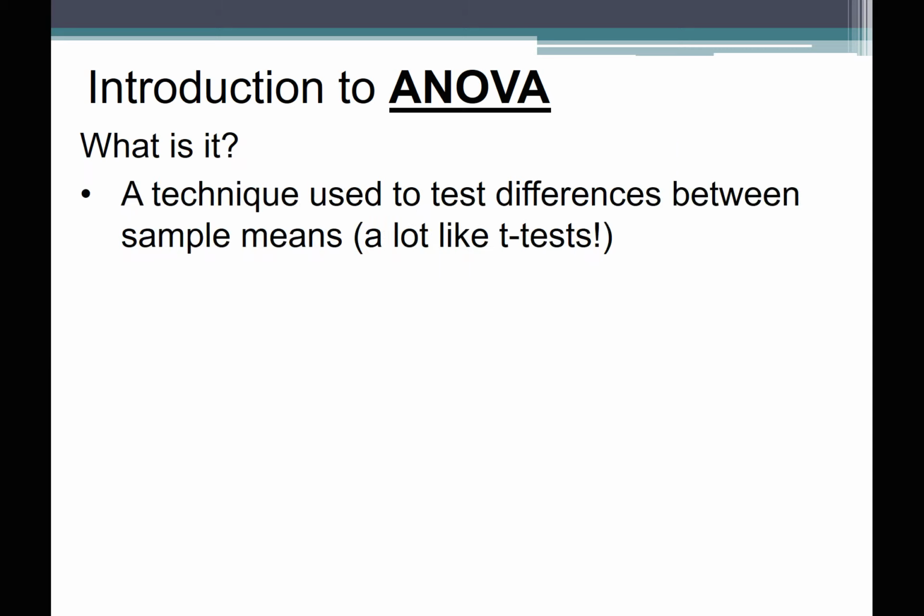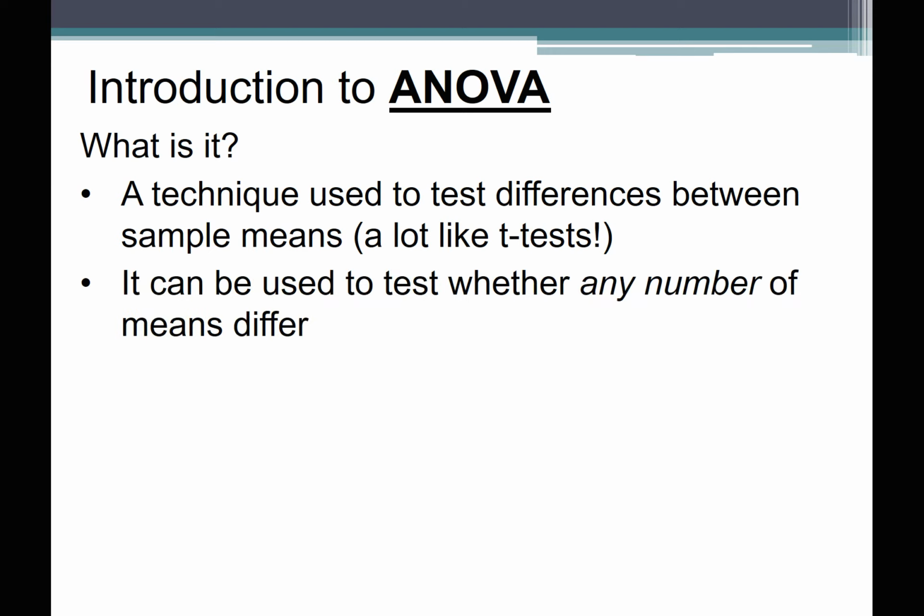So what is it? ANOVA is a technique that's used to test differences between sample means, which is a lot like what we've already been doing with t-tests. However, it can be used to test whether any number of means differ. So far with t-tests, we've only been working with two different means at a time. With a one sample, we had one mean that we compared to a population mean. And in paired samples and independent samples, we've had two different means that we were comparing to each other.